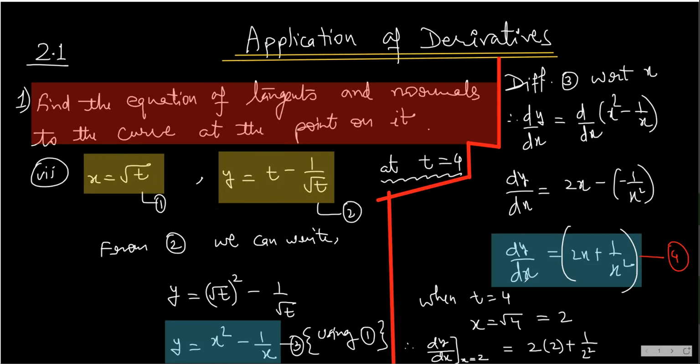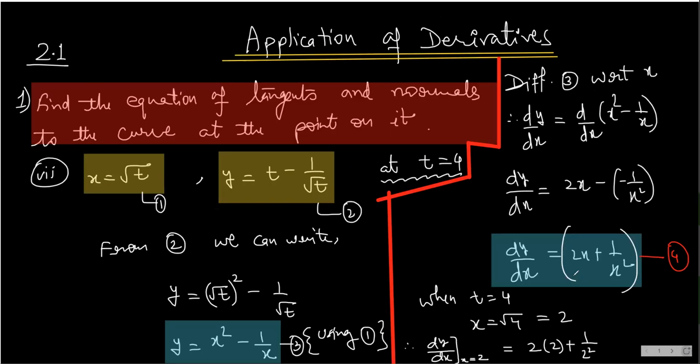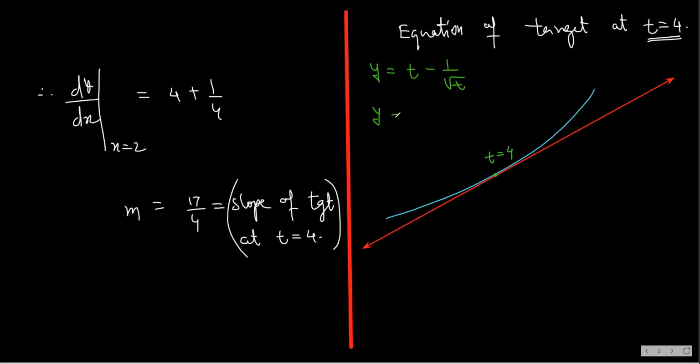So this y will be 4 minus 1 upon root 4. See, I'm putting t here. So I write here y equals t minus 1 upon root t. So y equals 4 minus 1 upon root 4, which is 2. So I get 8 minus 1. This is 7 by 2. I got the value of y as 7 by 2.